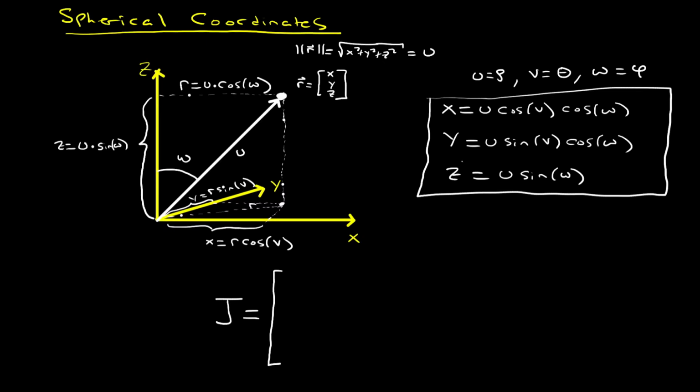is going to be the u partial derivative of x, which is cosine of v cosine of w, the v partial derivative of x, which will be negative u sine of v cosine of w, and the w partial derivative of x, which will be negative u cosine of v sine of w. I'll make a little bit more space here.